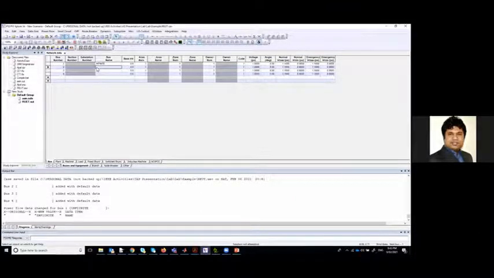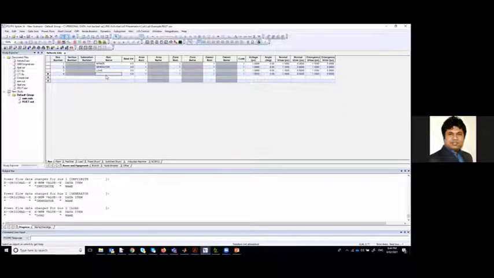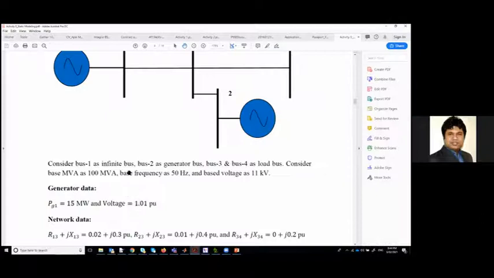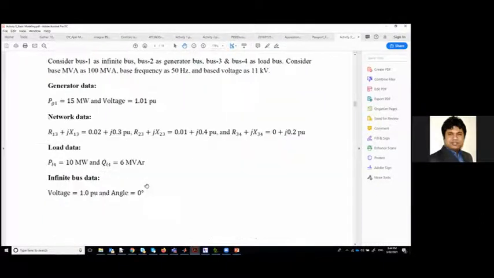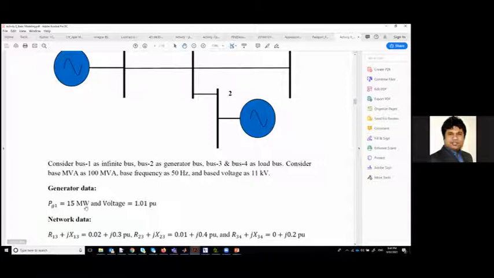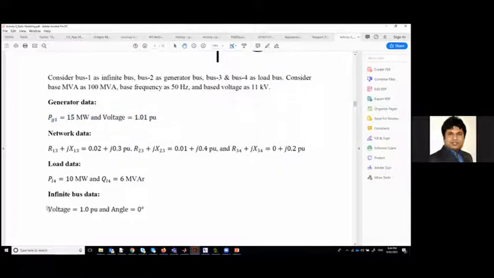Okay, bus 2 is a generator bus. Bus 3 is a load bus. Bus 4 is a load bus. So once we have that, I just put 4 buses. For the generator bus, if you look, P and V are given, because for a generator we know P and V, and for the infinite bus, V and delta are given. That must be given. Okay, we know V and delta. For the load bus, we know P and Q.